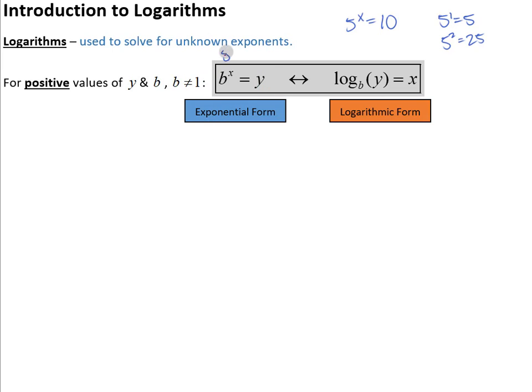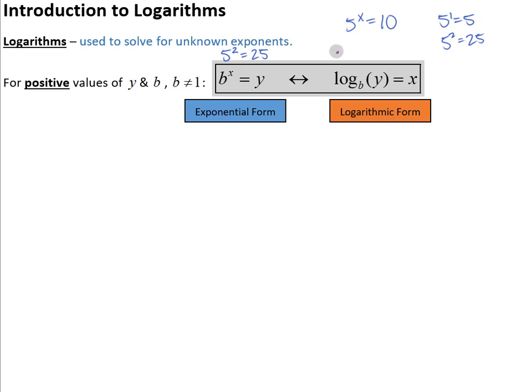Okay, so we know how to write things in exponential form. So for instance, 5 to the second power equals 25. So 5 is my base, 2 is my exponent or power, and 25 is the value it's equal to. Now we can write that in something called logarithmic form.